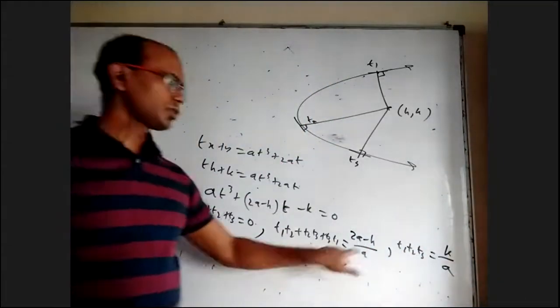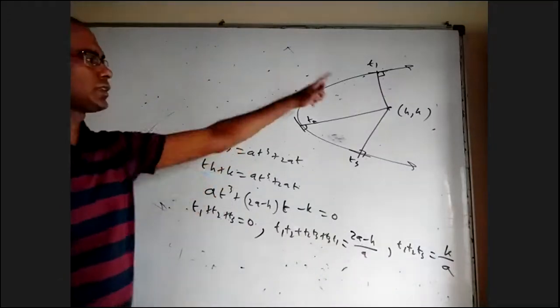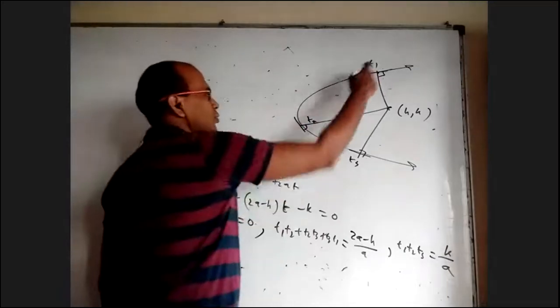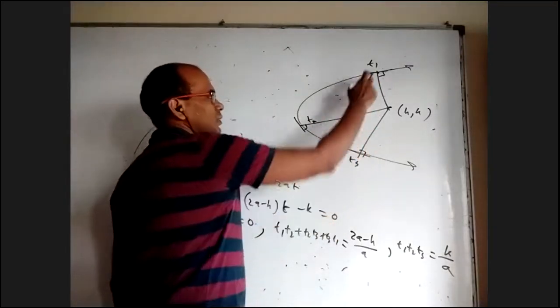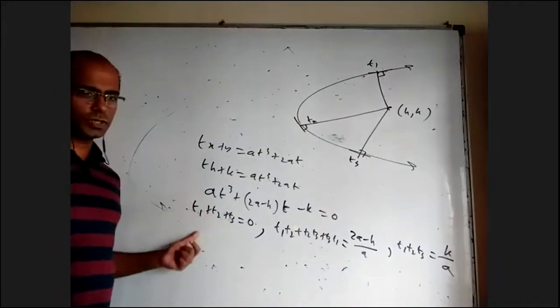Of course, we may not use these two so much apart from this, but at least we can know this one: the sum of the 3 t values is 0. So when you take the centroid of this triangle, formed by this point, this point, and this point, it should lie on the x-axis, because the y coordinate is (2at1 + 2at2 + 2at3)/3, which is 0.